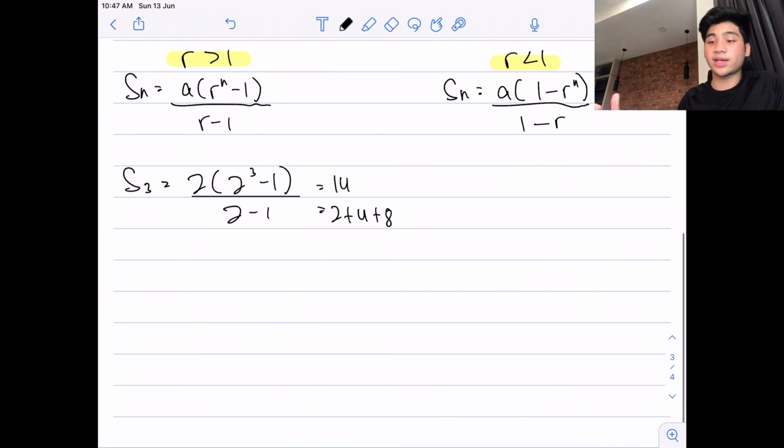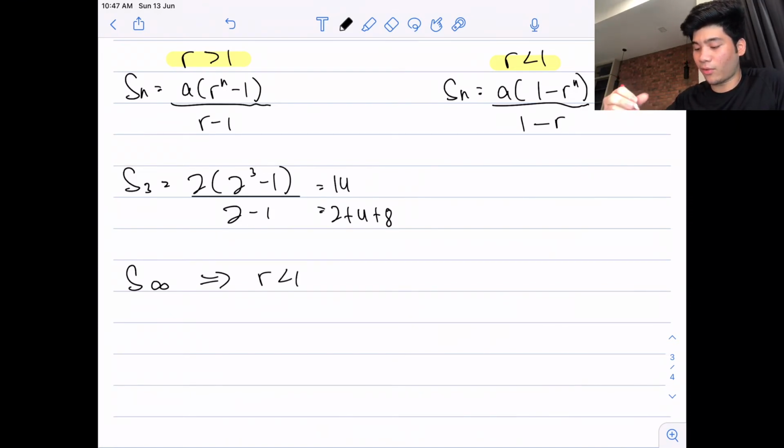Now the last formula we're going to be looking at is S to infinity. Now S to infinity is specifically used for when r is less than 1. That means we can't use it for the first sequence, alright? That means S to infinity for the first sequence is out of the question.